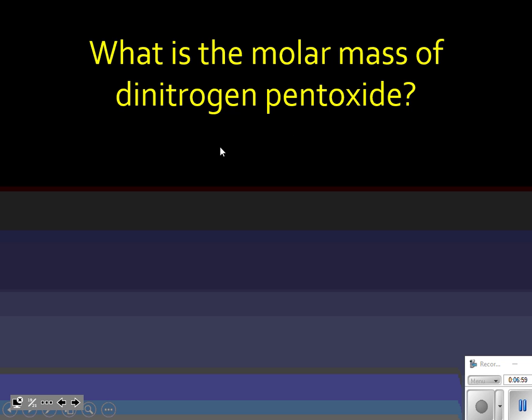Dinitrogen, there's 2 nitrogens. Pentoxide, there's 5 oxygens. So, N2O5 is my formula for dinitrogen pentoxide. So how am I going to find the molar mass of that? Well, I can see that I have 2 nitrogens. How much does each nitrogen weigh?